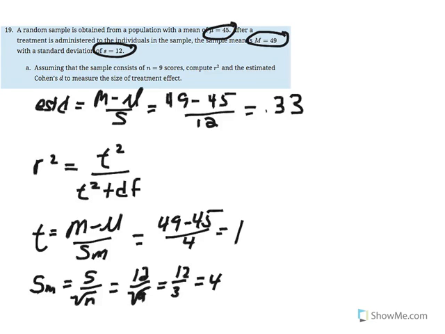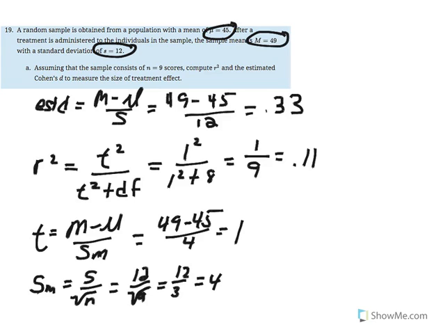And then now we can calculate r squared. So our t squared would be 1 squared, which is 1. And our degrees of freedom are equal to n minus 1, so 9 minus 1 is 8. And then 1 plus 8 is 9. So now we do the calculation of 1 over 9. Whoops. 1 over 9 gives us 0.11.